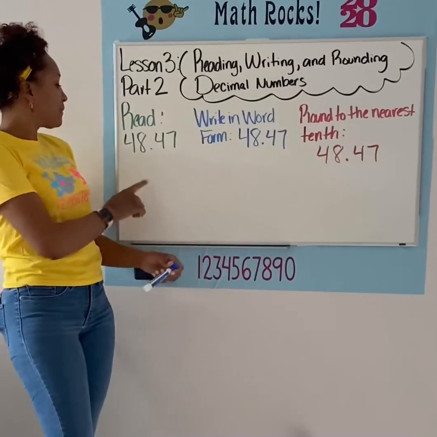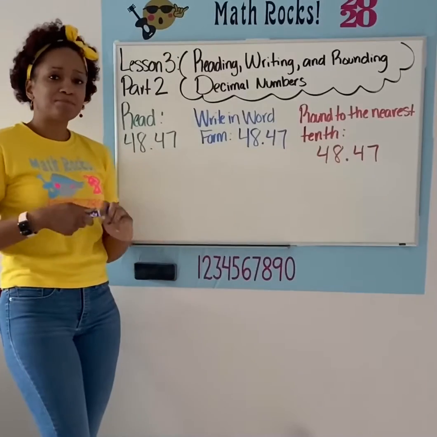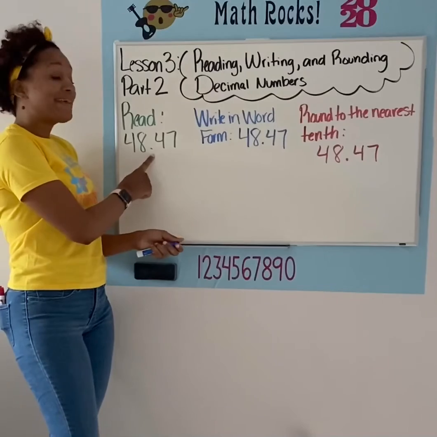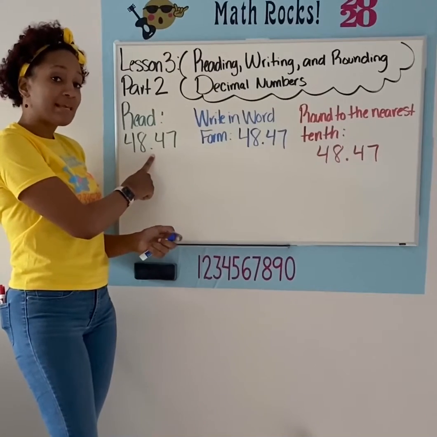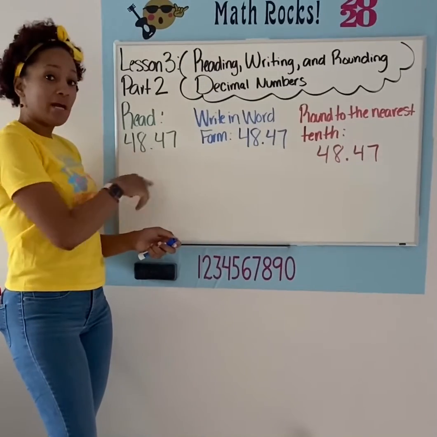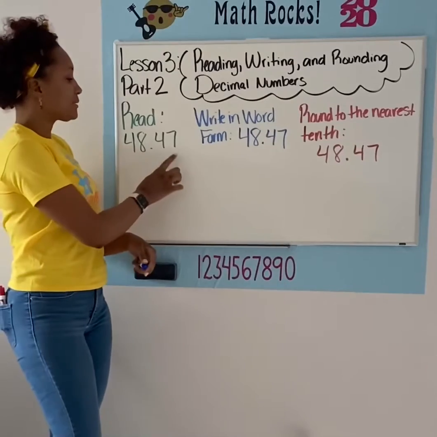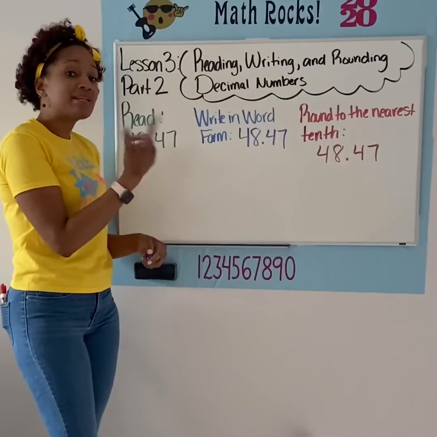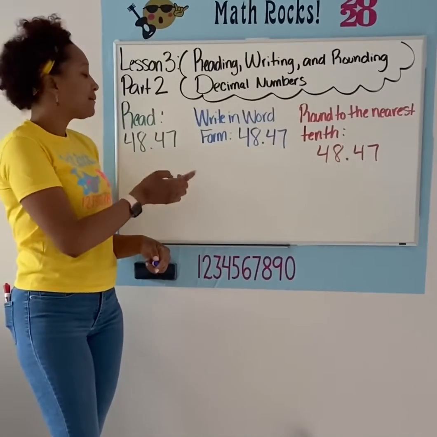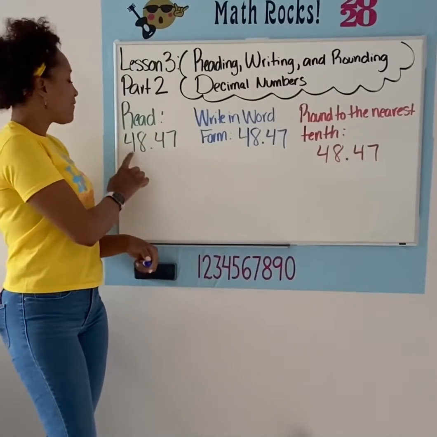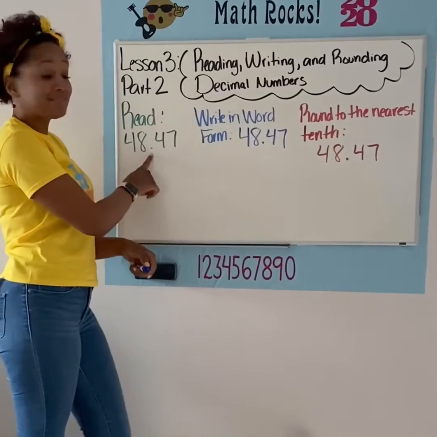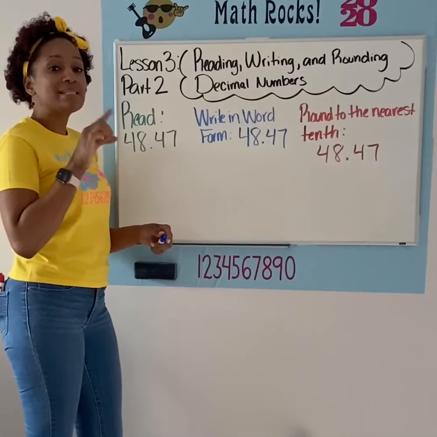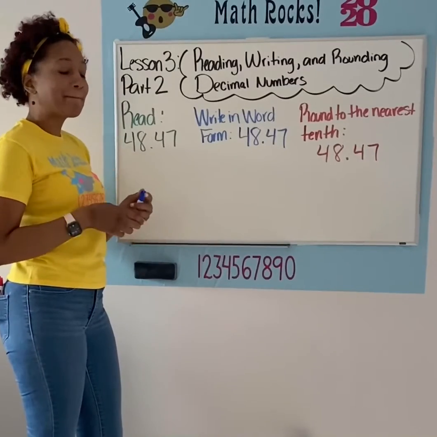Usually what you would hear is 48.47, but the way you would read it is 48 and, because the decimal means and, 47 hundredths. So the number 7 is in the hundredths place, therefore you end your reading with hundredths. So let's do it again. 48 and 47 hundredths. And that's with THS, okay?